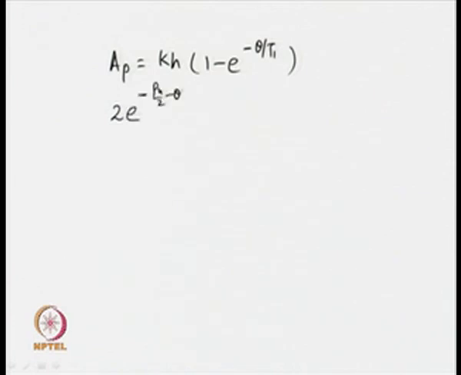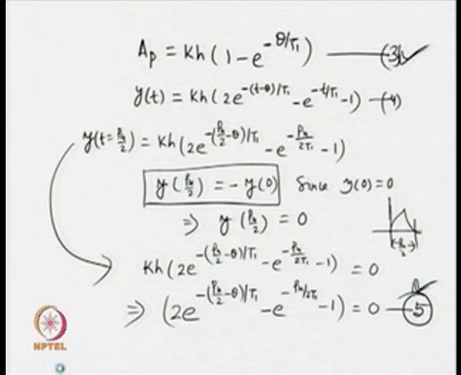So, let me write down the two final expressions we have obtained from the analysis. The analysis gave us A p is equal to K h times 1 minus e to the power minus theta by T1, and further the limit cycle condition requires that 2 e to the power minus (Pu by 2 minus theta) by T1, minus e to the power minus Pu by 2 T1, minus 1 has to be 0. So, I can put now equation numbers 6 and 7.